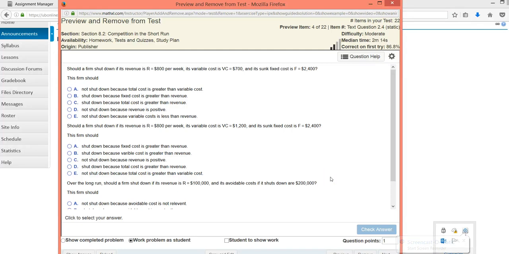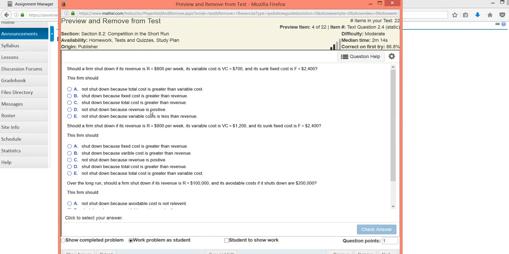This is question number 4 of the quiz 9 for chapter 8. Should a firm shut down if its revenue is R equals $800 per week? So this is revenue. Its variable cost is $700 and its sunk fixed cost is $2,400. So this firm should... these 5 choices here just give you different scenarios for whether the firm should or should not shut down, and based on different reasons.